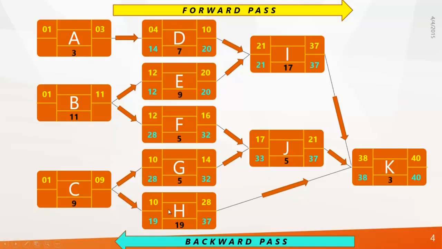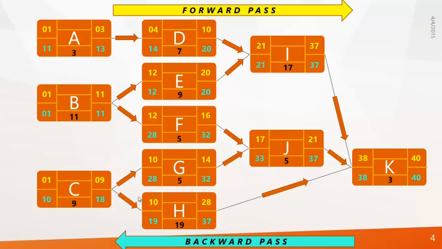Look at activity C. It is connected to G and H, which got late starts of 28 and 19. Remember, in the forward pass we choose the longest duration and add 1. In the backward pass, we choose the shortest duration and deduct 1. So the late finish of activity C becomes 19 minus 1, that makes 18. And the late start of C is 18 minus 19 plus 1, that is 10. The same way is calculated for B and A.